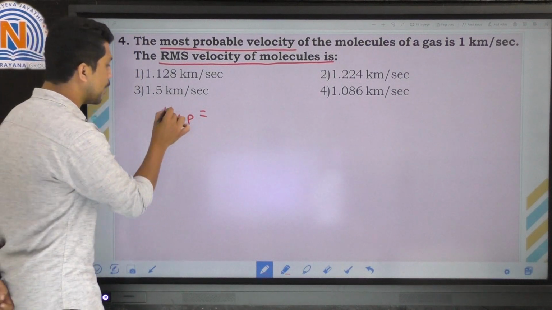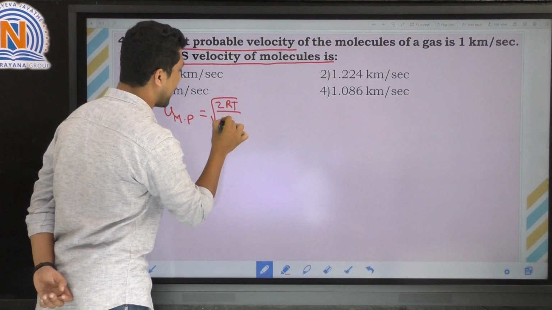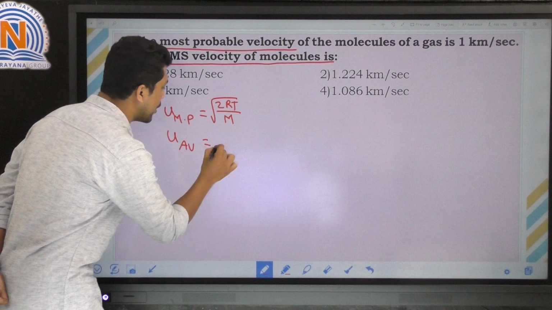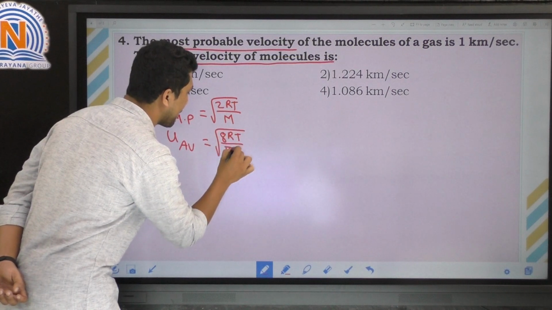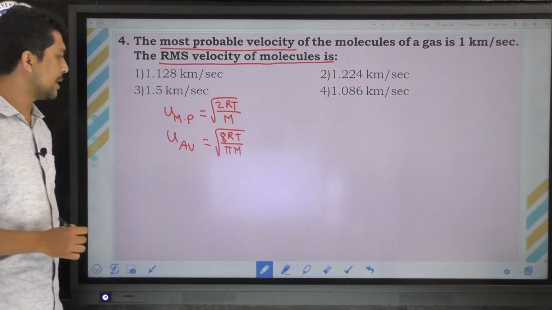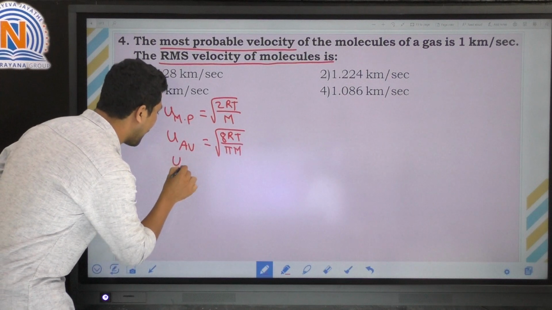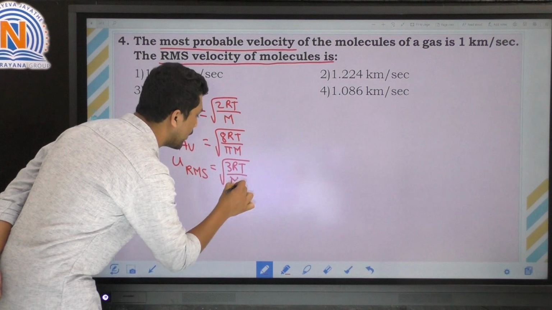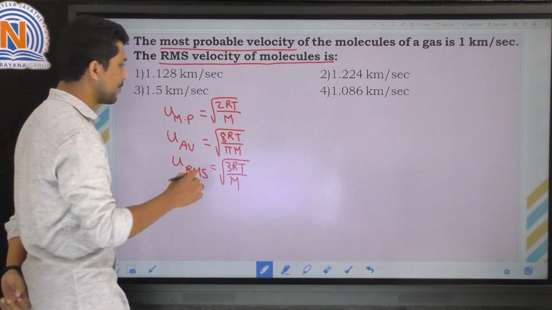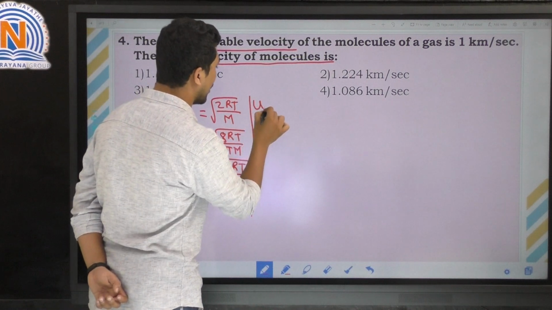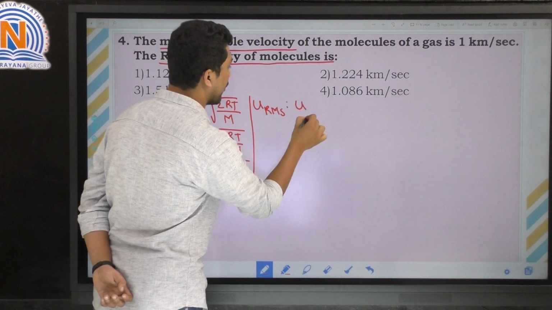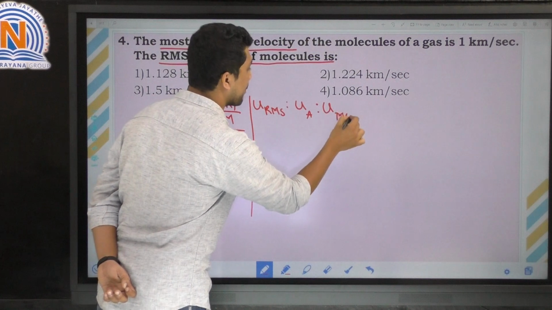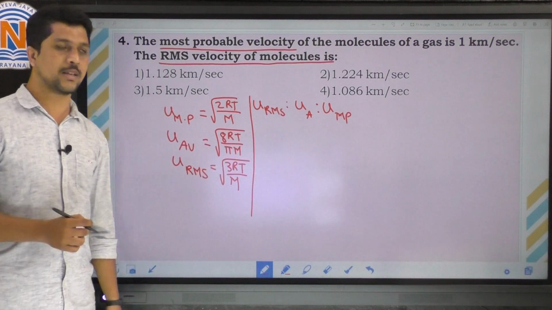Most probable velocity, UMP, equals root over 2RT by M. The second velocity, average velocity, equals root over 8RT by pi M. And the next one is URMS, root mean square velocity, that is root over 3RT by M. The ratio between these three is URMS is to U average is to UMP.